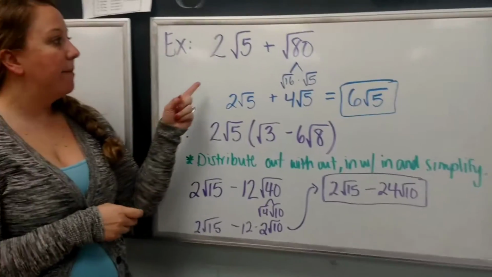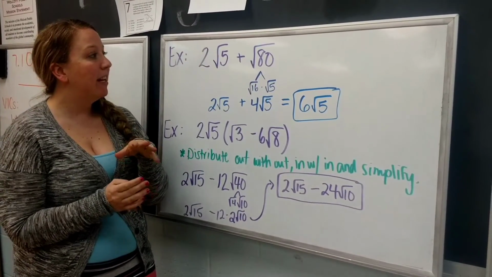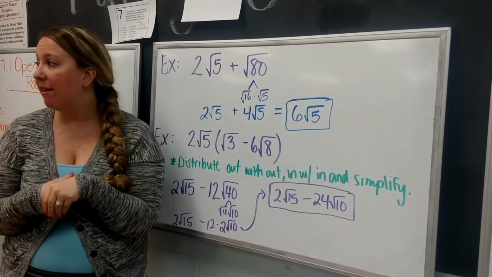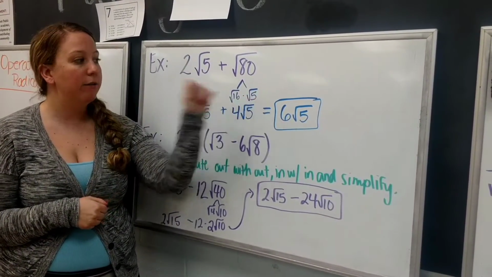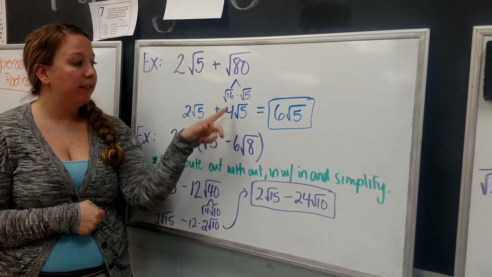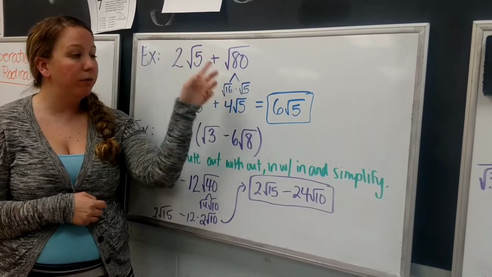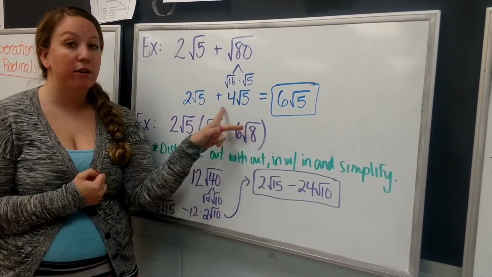So our first example is 2 radical 5 plus radical 80. And 5 and 80 aren't the same number, but you can simplify radical 80. Radical 80 simplifies to radical 16 and radical 5. And then the square root of 16 is 4. So when I simplify this, which you should always do first, make sure everything's in simplest form, I end up with a 4 radical 5.